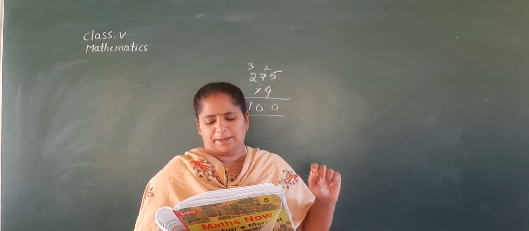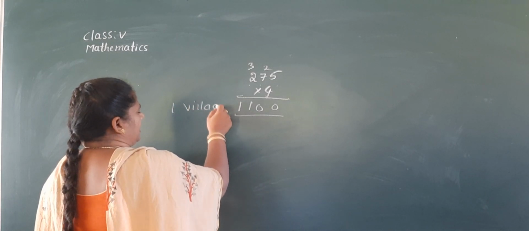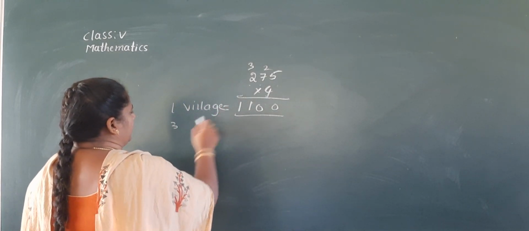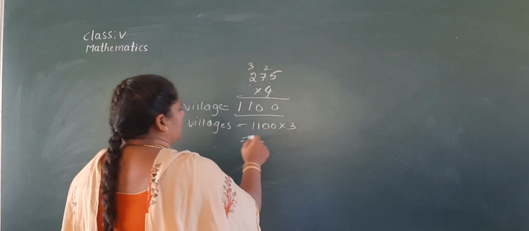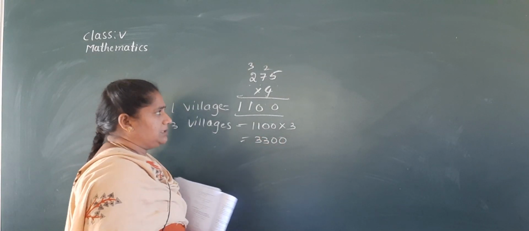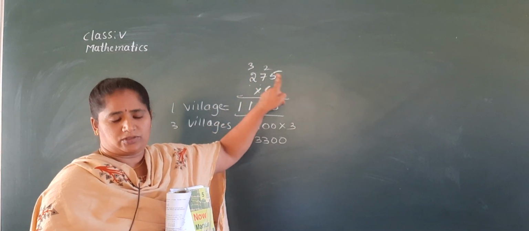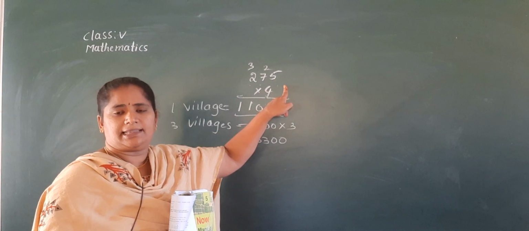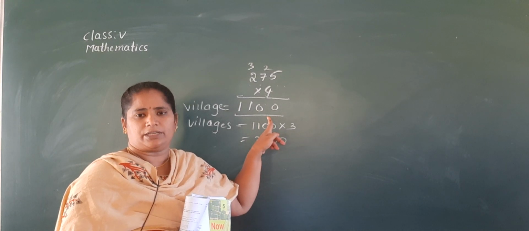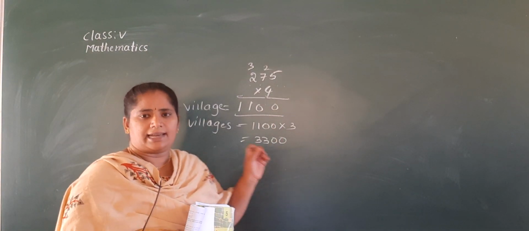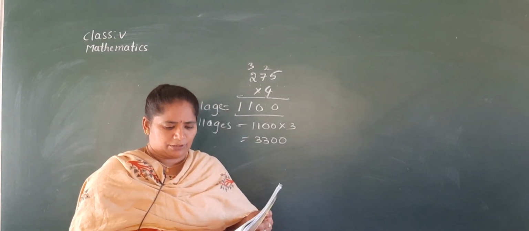But they are asking how many people live in 3 such villages. So one village equals 1100 people. In 3 villages means you multiply 1100 by 3. Then we get the answer 3300. So 4 is the number of people living in one house, the number of houses in that village is 275, and the total number of people living in the village is 1100. They are asking about 3 villages, so you multiply by 3. Like this we completed the word problem.